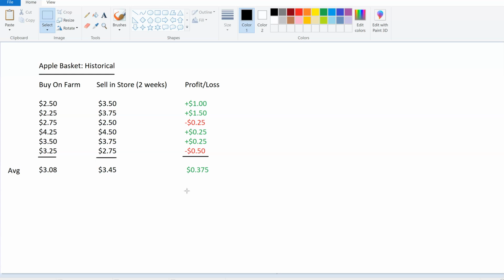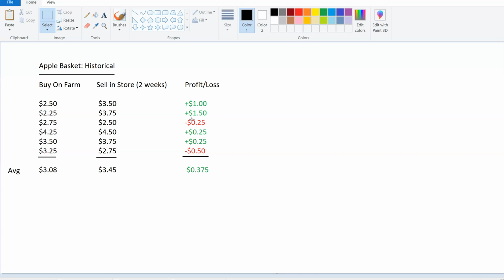Just for illustrative purposes, I put in our data six weeks of different data points. And now in our backtest, what we see is that on average, this was a profitable strategy, right? On average, we bought a basket for $3.08 and sold it for $3.45, making 37.5 cents. I just rounded these numbers.